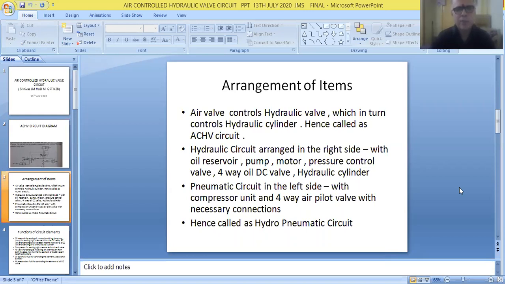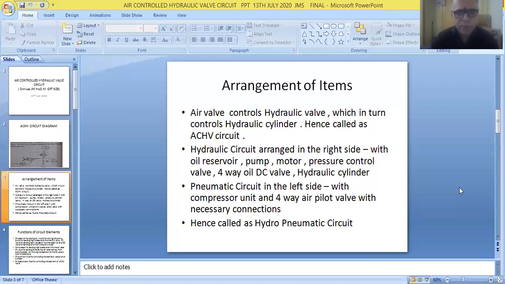We have seen the components of the hydraulic circuit. We have seen the arrangement of oil reservoir, hydraulic pump, electric motor, pressure control valve, four-way DC valve, and hydraulic cylinder. All these items present on the right-hand side of the arrangement, put together, are called a hydraulic circuit.